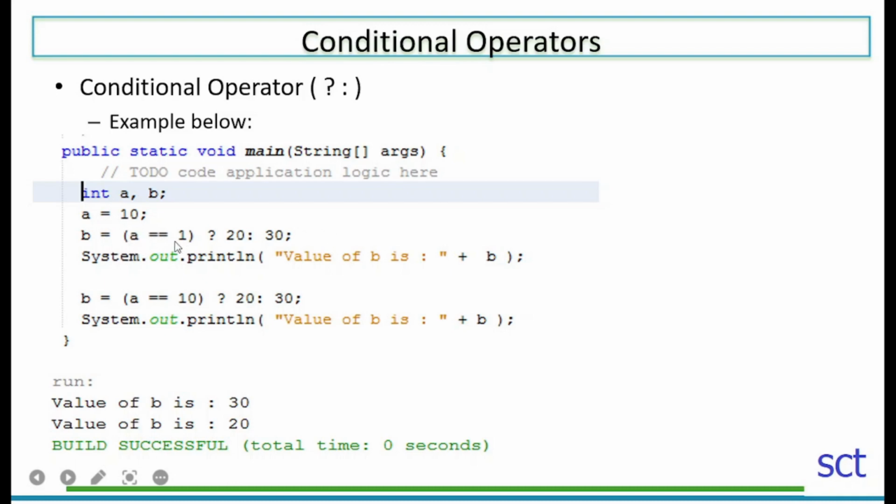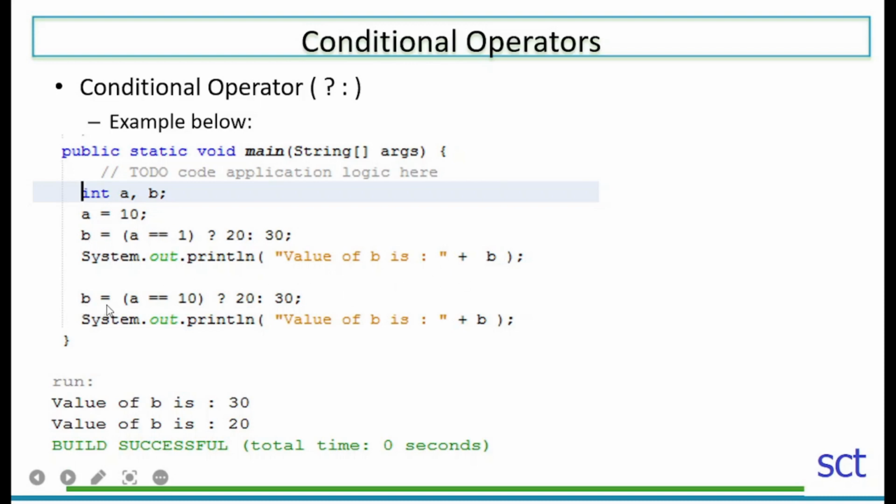So, there is a condition, A is equal to 1, which means I am checking whether A is equal to 1 or not. A is not equal to 1. So, what is going to happen here? It will take the second operand, the second value. 20 and 30 are two different values. It is going to take the second value and assign it to B. So, the value of B will be 30 here.